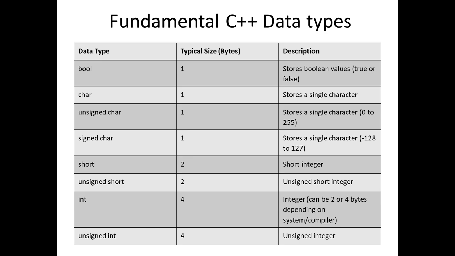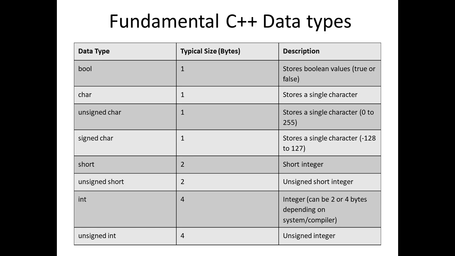So the first one is the bool. Bool is a short form for boolean. So when you declare a variable to be of type bool, you mean it's a boolean value. The size for the value in memory is just 1 byte. And what does it store? It stores boolean values which are either true or false. These are the two values a boolean data type can store. It can only store the value true or the value false.